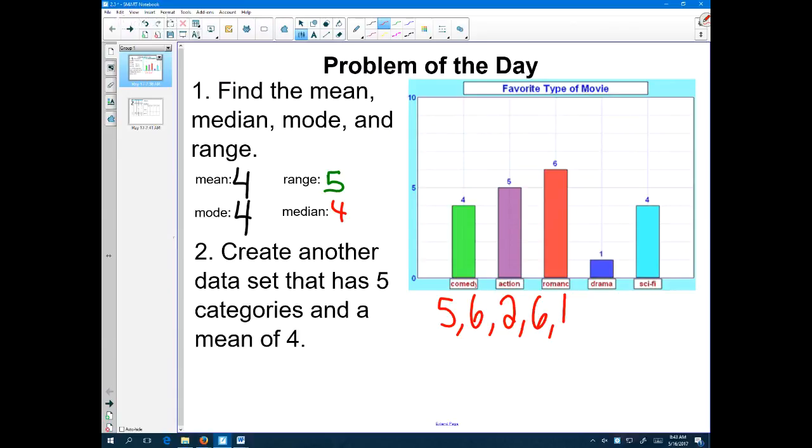Okay, question. What would happen if I changed this 1 into a 2? What would happen to my mean then? Would it get bigger or would the mean get smaller than 4? If I changed one of those values and made it bigger, would my mean go up bigger than 4 or is it going to get less than 4? Maybe it will stay 4, I'm not sure.